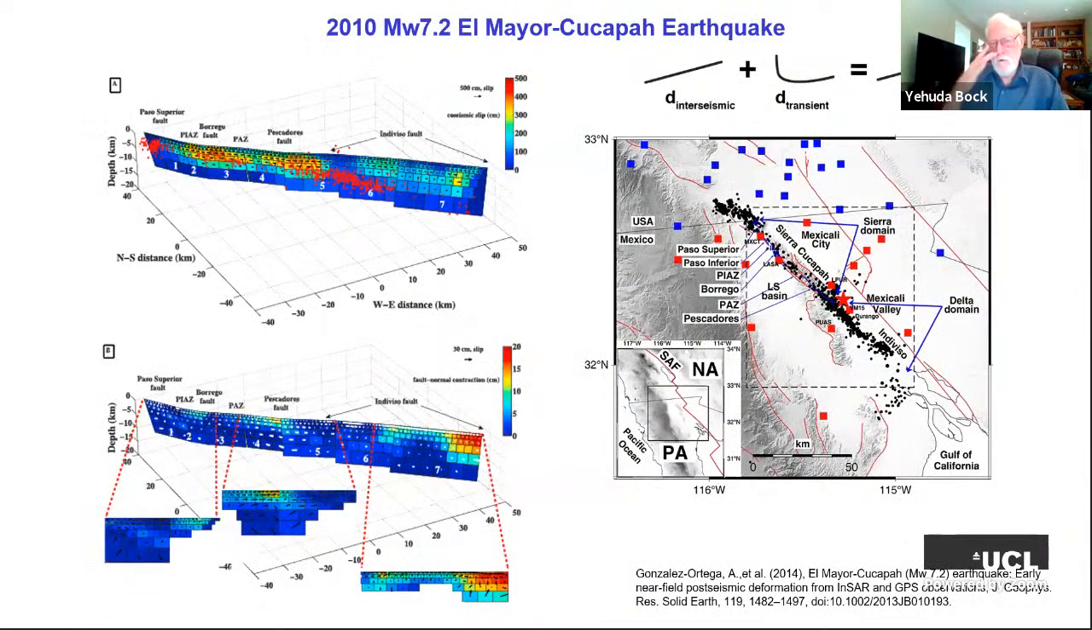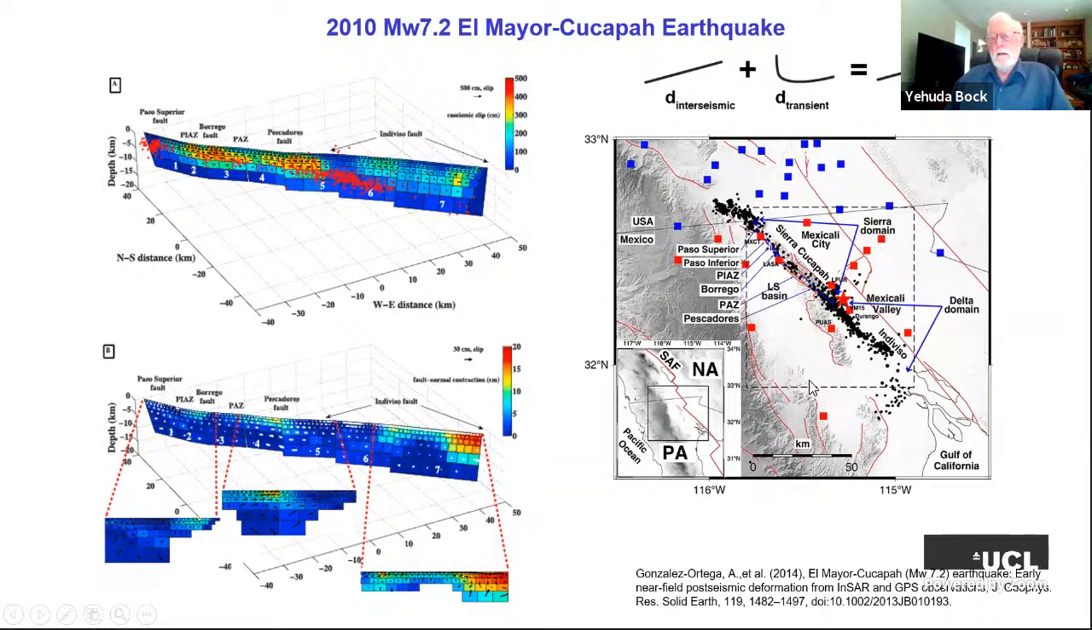Now, this is a more complex picture. This is a map of Southern California and Northern Baja California, and this was the scene of the 2010 El Mayor-Cucapah 7.2 earthquake, and this was a result of several faults that you see listed here. And these squares are GPS, GNSS stations.